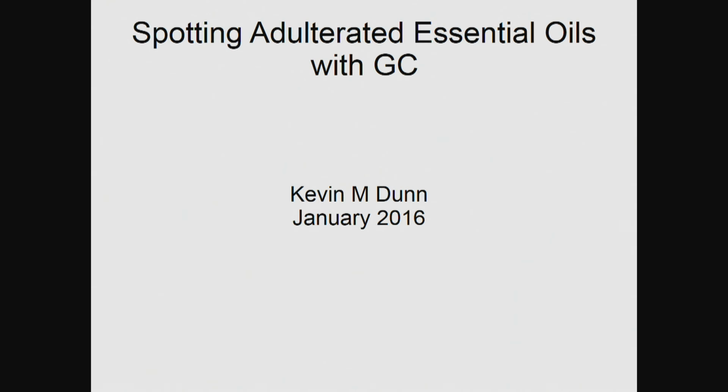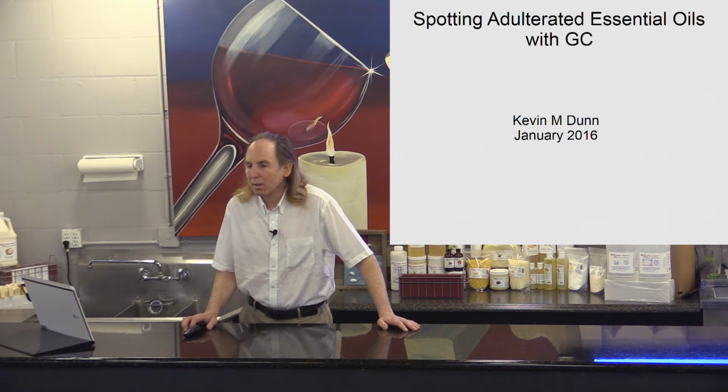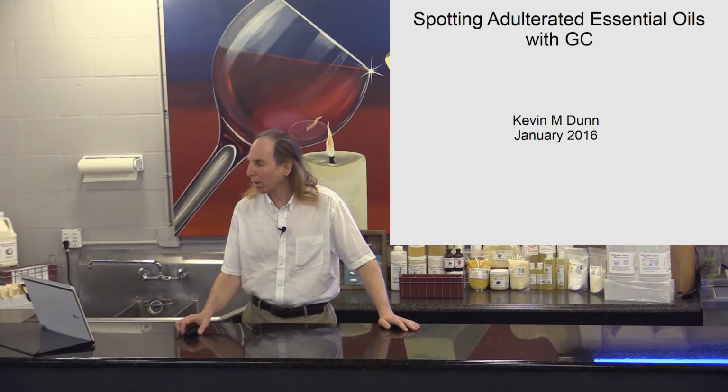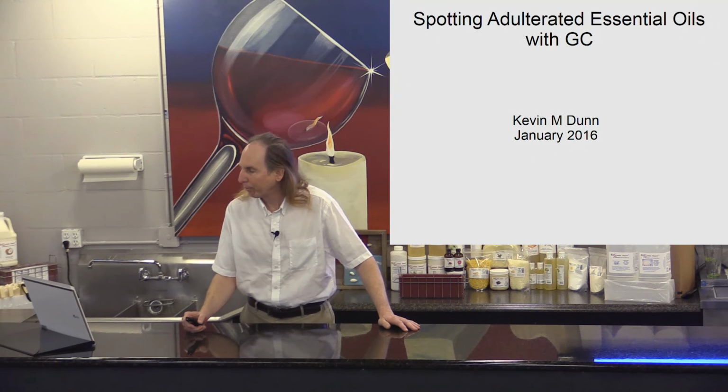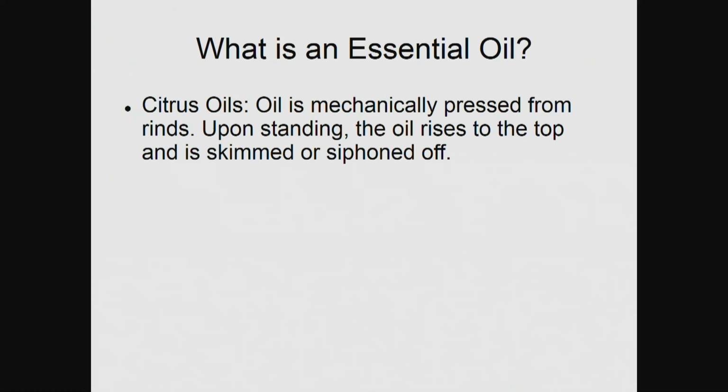Yesterday we talked about how to use GC to tell what's in an essential oil. This morning we're going to talk about resources to find out what ought to be in an essential oil. So I need to first talk about what is an essential oil. They're extracted by different methods. If it's a citrus oil like orange oil or lemon oil, it's pressed out of the peel.